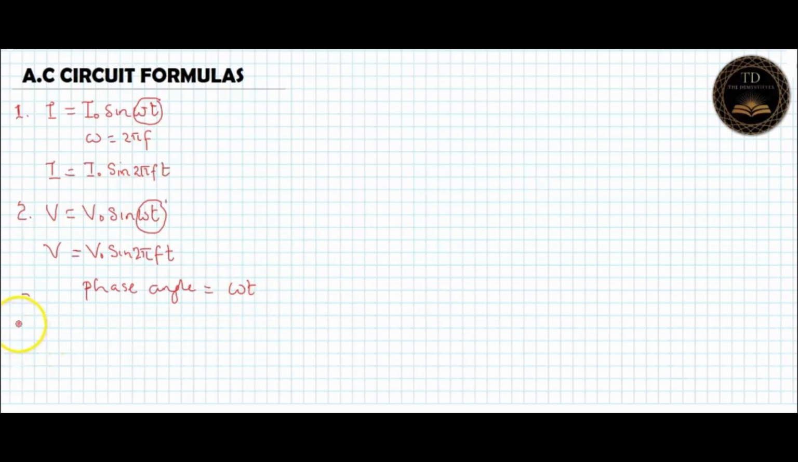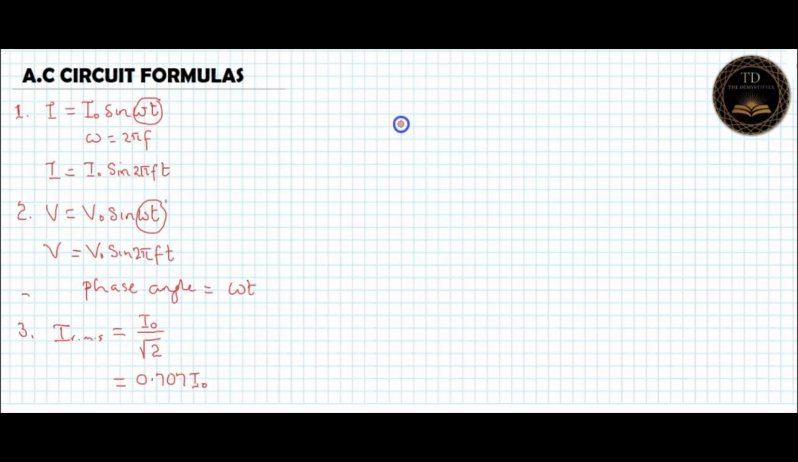All right, number 3 is the formula that connects root mean square current and peak current. So we have that root mean square current is given by the peak current over square root of 2. Some people would rather write it this way: 0.707 I naught. Whichever you use, still the same answer.